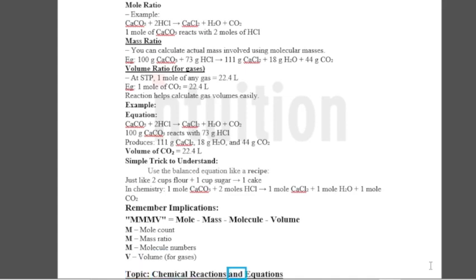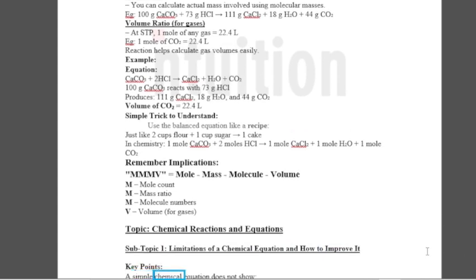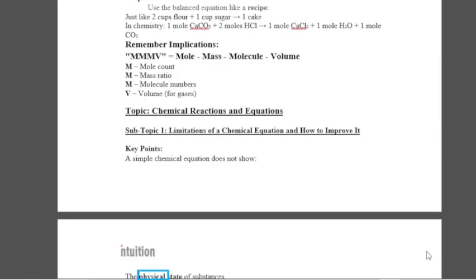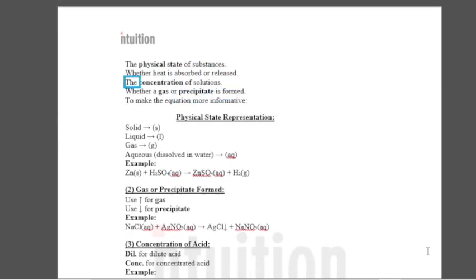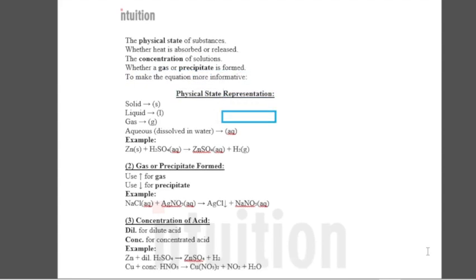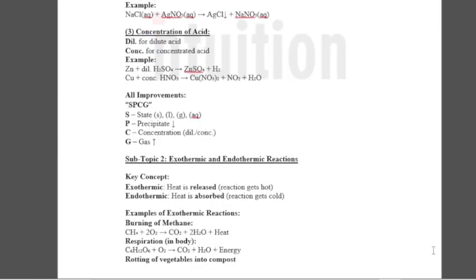Topic: chemical reactions and equations. Subtopic 1: limitations of a chemical equation and how to improve it. Key points: a simple chemical equation does not show the physical state of substances, whether heat is absorbed or released, the concentration of solutions, or whether a gas or precipitate is formed. To make the equation more informative, use physical state representation: solid (s), liquid (l), gas (g), aqueous (aq), dissolved in water.